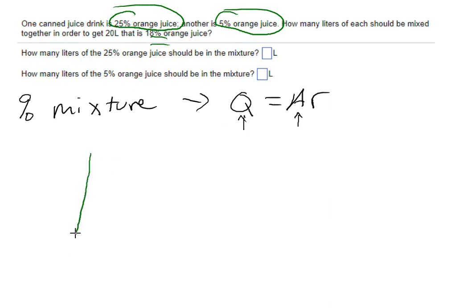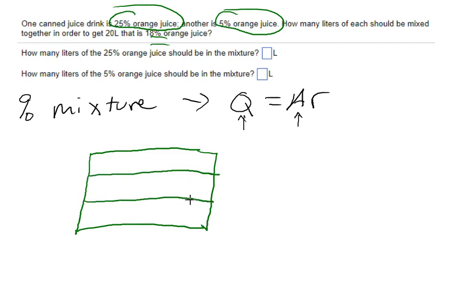To organize all that information, we're going to set up a table. We're going to make a row for each thing that the formula applies to. This is a very common strategy for this kind of word problem. So we'll have the first juice drink, the second juice drink, and the mixture of the two that we're trying to create. That's what each row stands for.